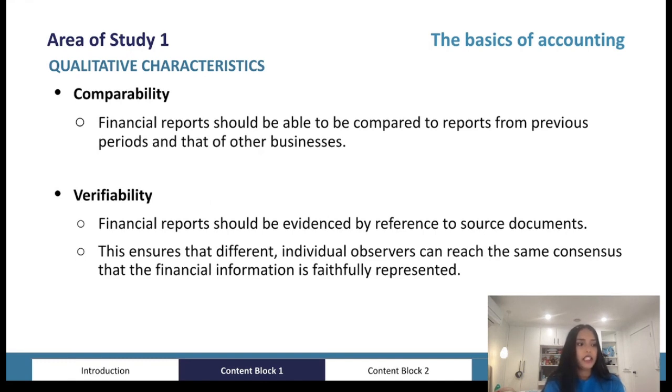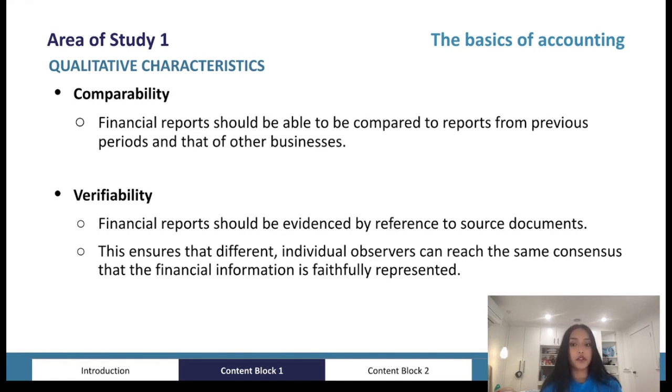Comparability means that we need to be able to compare our reports. Verifiability means that if different people, objective parties, were to look at our financial reports, they should all be able to say that our report is faithfully represented. So if you prepare your report and then you show 5 random people the report, all 5 of those people will be able to agree that your report is complete, free from error, and bias free.